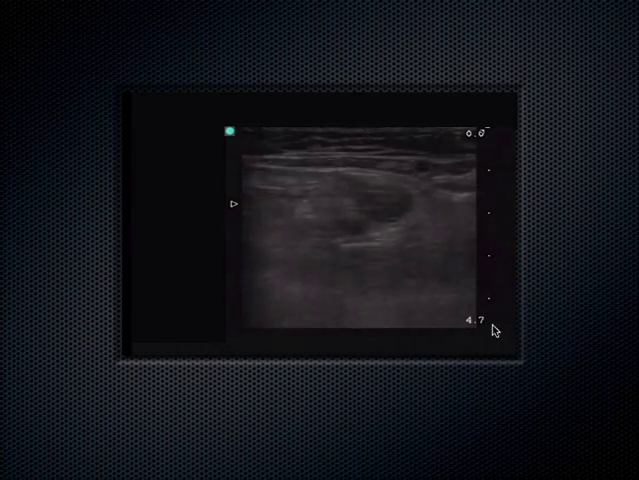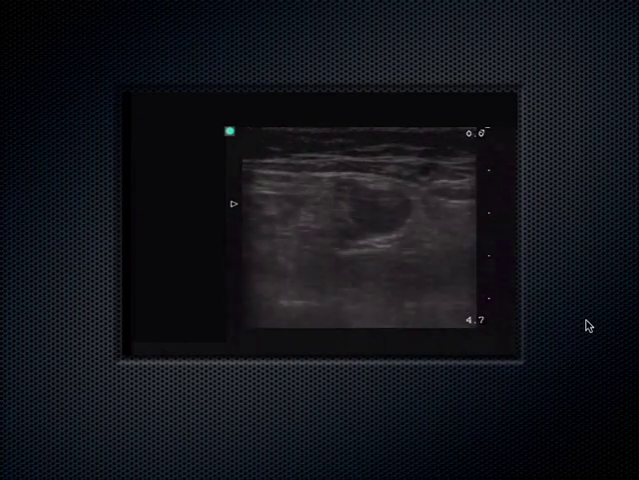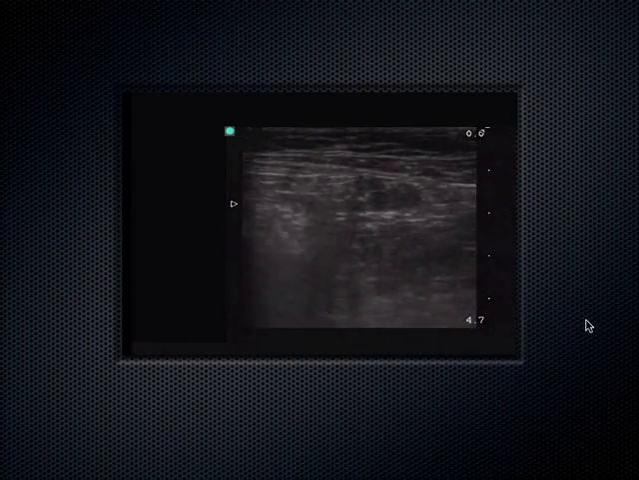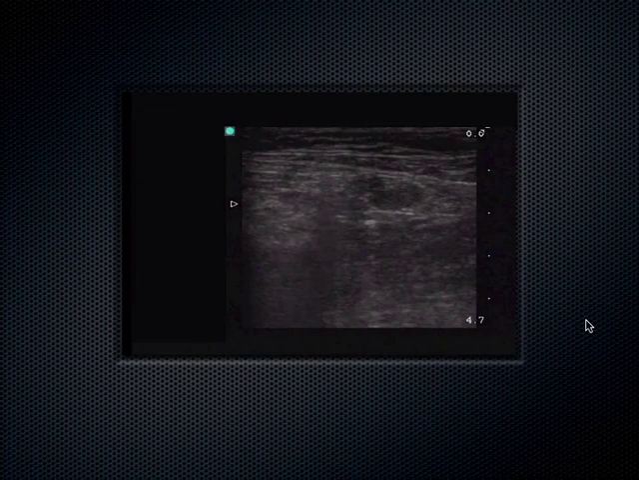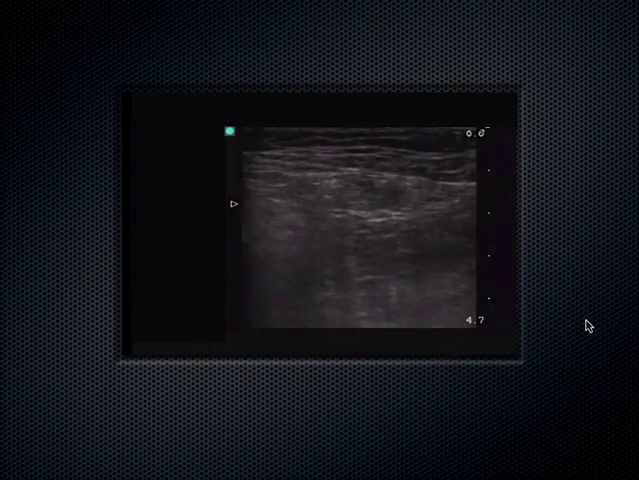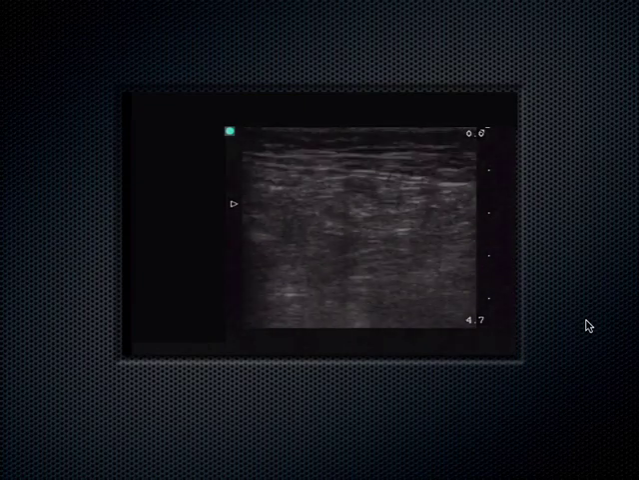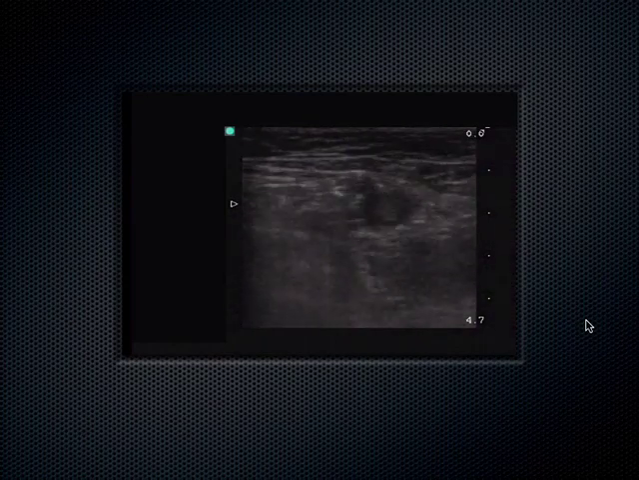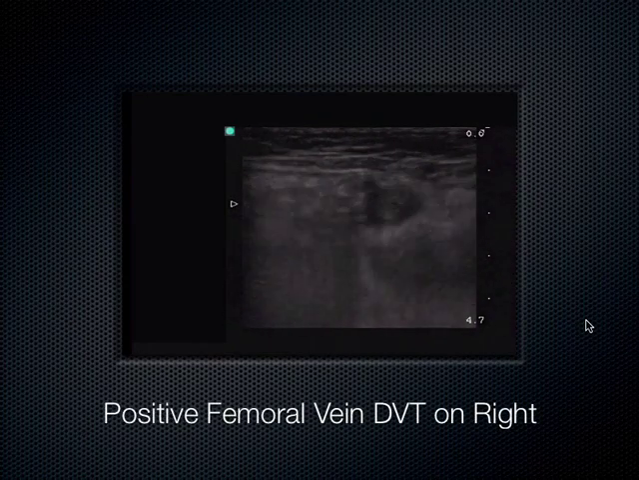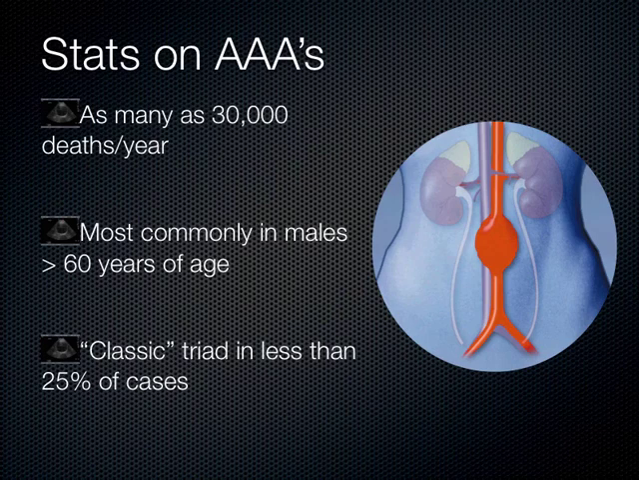Decrease this depth, maximize your screen real estate, maybe turn the gain up a little bit. There are some things I would do here to make this look better. And sometimes I like showing the not perfect ones to you guys so we can talk about some of those image enhancement things. So that's a femoral vein DVT there on the right. We're going to change gears now to talk about the aorta.